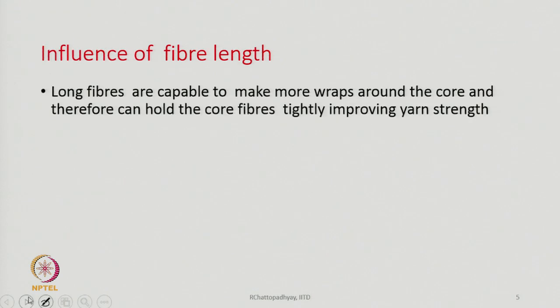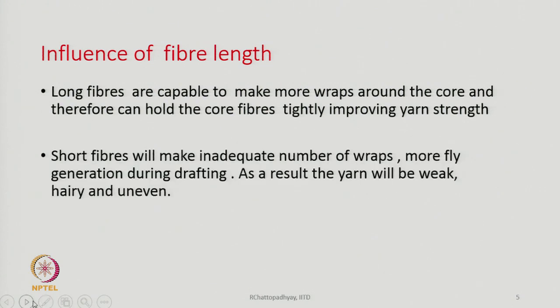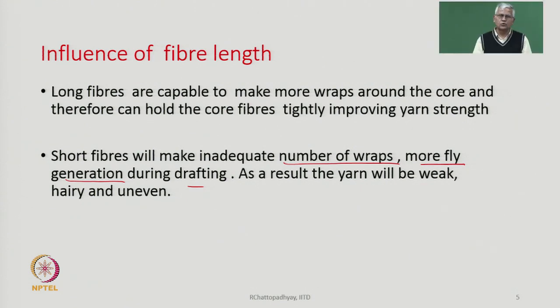Next, influence of fiber length. I think I have already discussed a bit about it. Long fibers make more wraps, and short fibers will make an inadequate number of wraps. At the same time, more fly will be generated during drafting if we have a lot of short fibers in the sliver. So, the yarn will be weak, there will be some kind of drafting disturbance, so unevenness will be there in the yarn, and they can also lead to a lot of hairiness. Therefore, short fibers have to be avoided by all means.